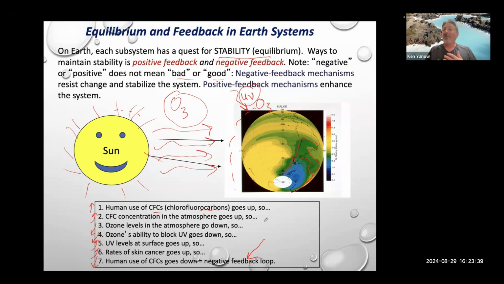So again, feedback mechanisms are a way for the natural system to maintain equilibrium. When we get in trouble on Earth, it's because we are messing with the equilibrium. We're infusing ourselves in the feedback process, and that creates problems, which makes sense.